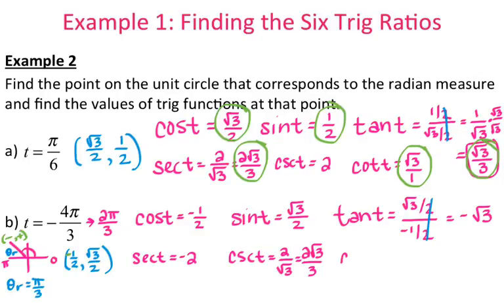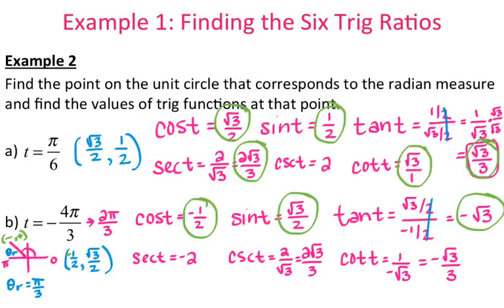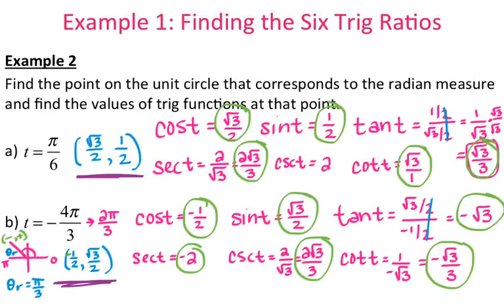And tangent is -√3, so that means cotangent is 1/√3, but you can't have radicals in the denominator, so that's -√3/3. And these are the 6 trig functions at those particular angles on the unit circle. So again, if you do not understand where these ordered pairs come from, you need to watch that video on the hand trick.